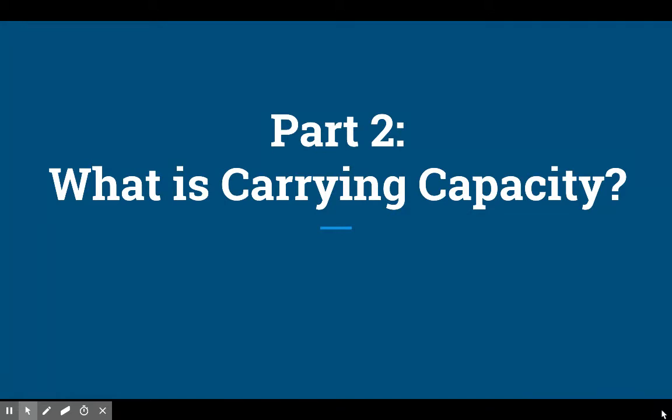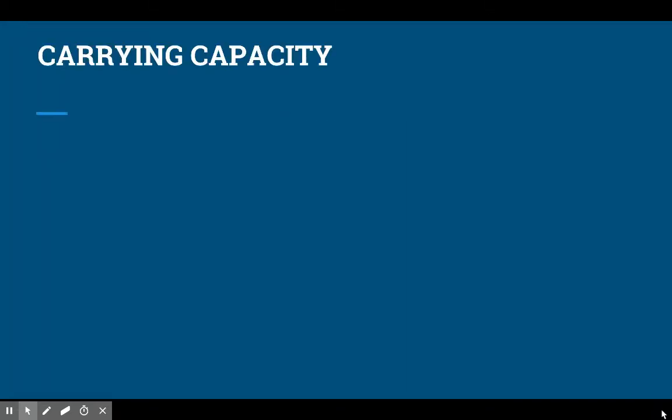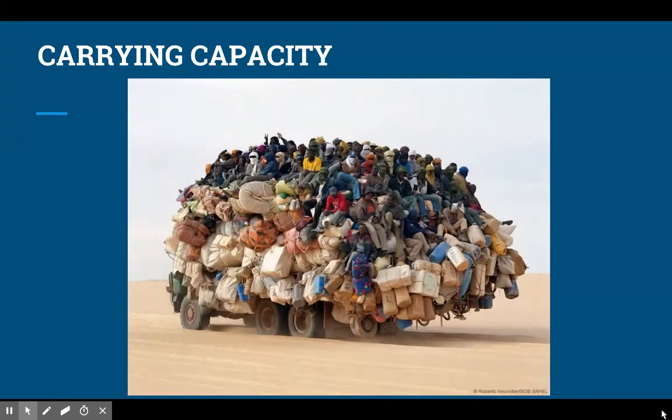So moving on, let's look at carrying capacity. Carrying capacity is exactly what it sounds like. Think of a backpack. You can put only so many things in a backpack, and that's its capacity. We can also view this by looking at the amount of people on this truck. I don't think you could put one more person on that truck. We would say it has reached carrying capacity.